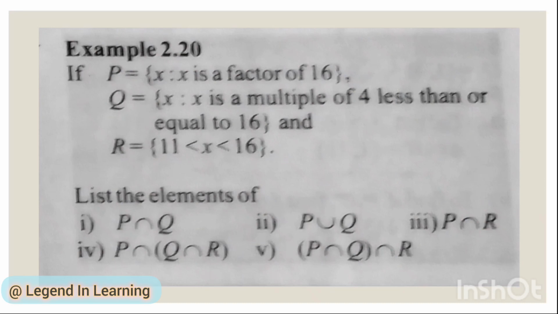Let's take an example, example 2.20. We are given that P is equal to the set of X such that X is a factor of 16, and Q is equal to the set of X such that X is a multiple of 4 less than or equal to 16, and R is equal to 11 less than X, which is less than 16. We are to list the elements of P intersection Q, P intersection Q intersection R, P union Q, P intersection Q intersection R, and P intersection R.